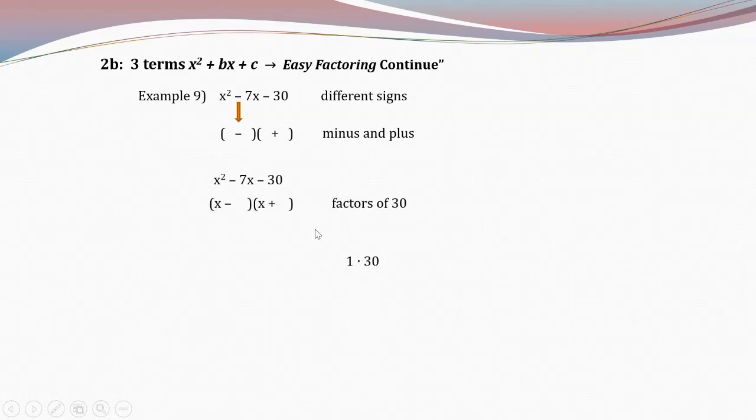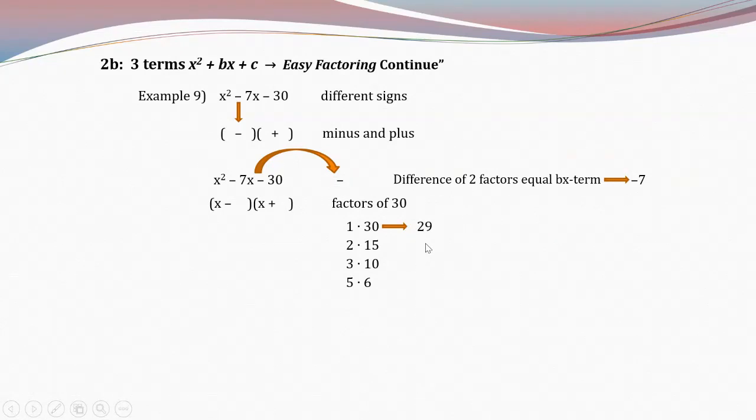Now we're going to get the factors of 30. How can I get 30? 1 times 30, 2 times 15, 3 times 10, and 5 times 6. This also tells you what we do here. We're going to subtract them. The difference of the two factors must equal the bx term, which is negative 7. Now, 30 minus 1 is 29. 15 minus 2 is 13. 10 minus 3 is 7. And 6 minus 5 is 1. Where's the match? The 10 and 3. Since this is negative, the 10 must be negative. So it'll be negative 10 plus 3, which gives you negative 7.